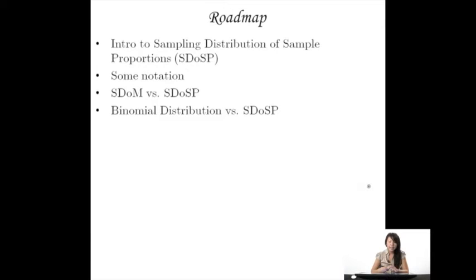And then finally, we're going to compare and contrast the SDOSP right here to the SDOM. They're both sampling distributions, but one is of the mean and the other is of sample proportions. Then we're going to compare and contrast the binomial distribution, the probability distribution that we looked at a couple lessons back, with the SDOSP.